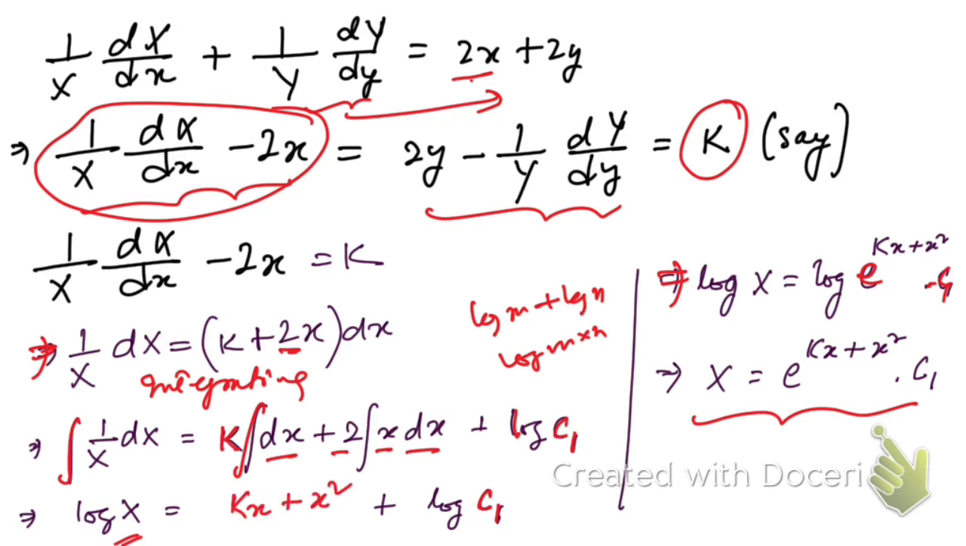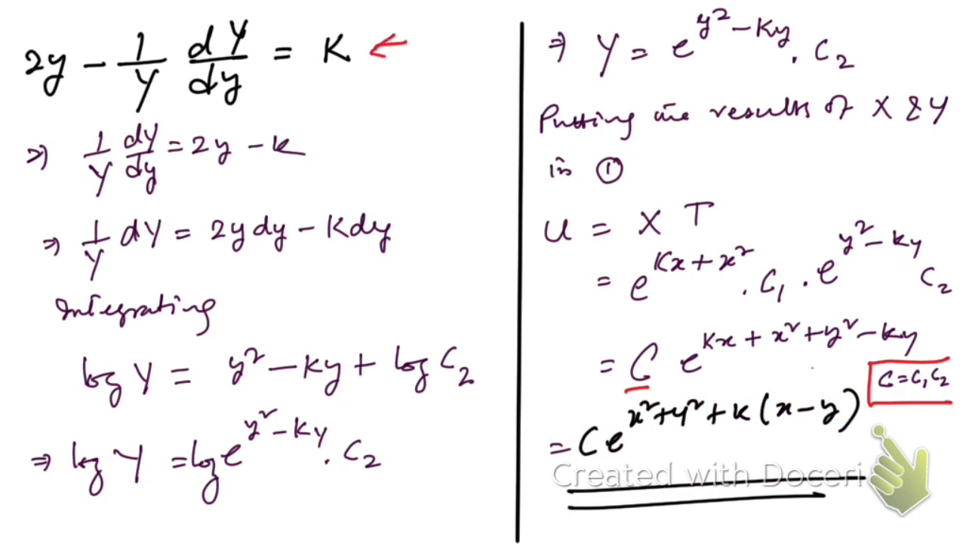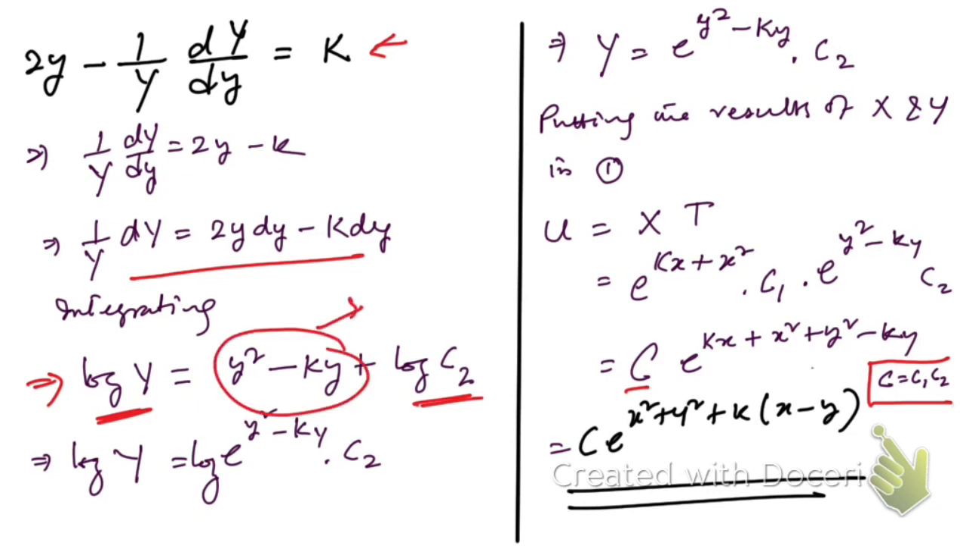So now let me go to the next slide. Here you see, similarly I have taken this part of this equation. This is what we have taken, and if you simplify this, then you're going to get this equation. Now again we have integrated, and as we're going to get log here, I have taken the constant c2 as log c2. Similarly this one also can be written as log of e to the power y square minus ky.